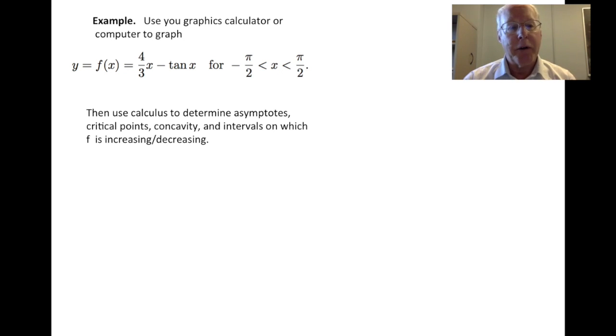So we're going to start by looking at the function given by y equals f of x equals 4/3 x minus tangent x. We're going to consider this only on the domain minus pi over 2 to pi over 2. That'll prove to be important. And we'll see how the tools of calculus can help us better understand this function and its graph.